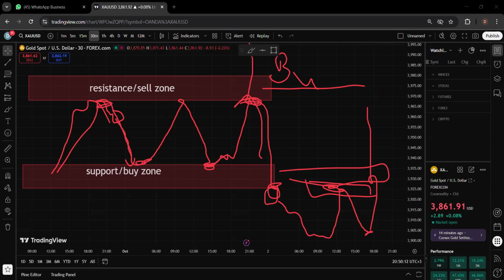What did you use yesterday? Yesterday the market was very beautiful.